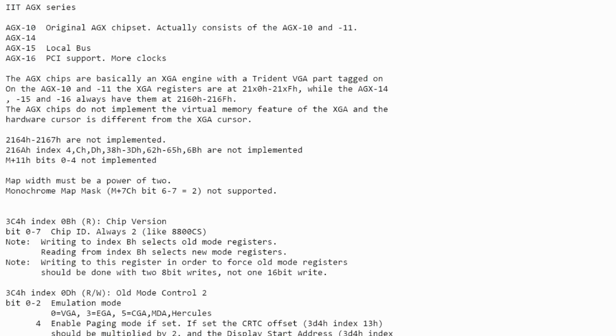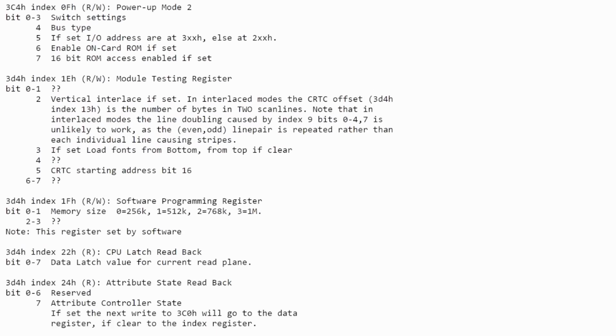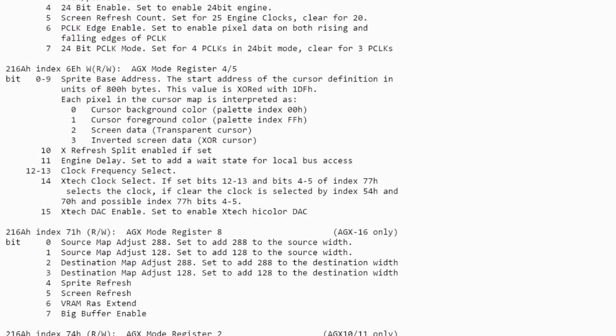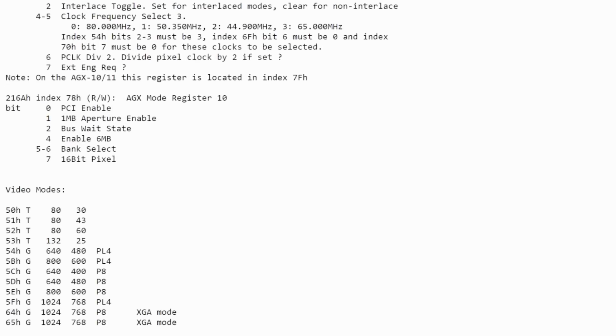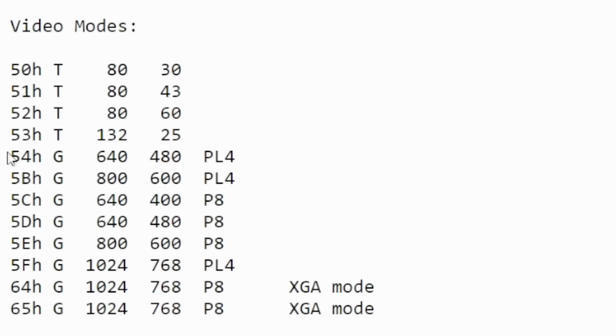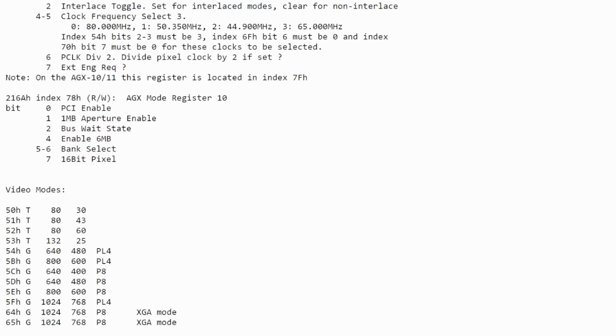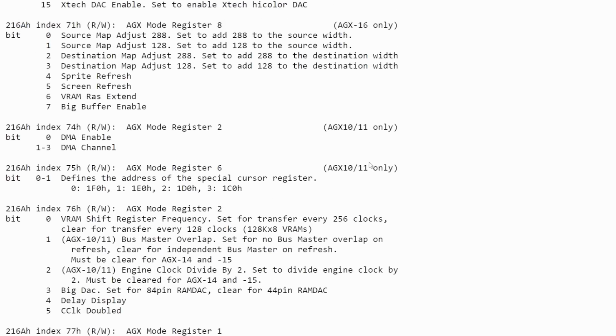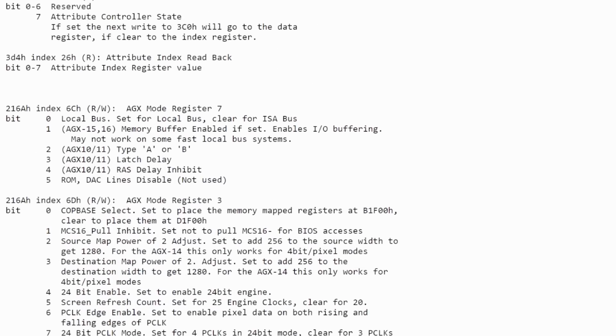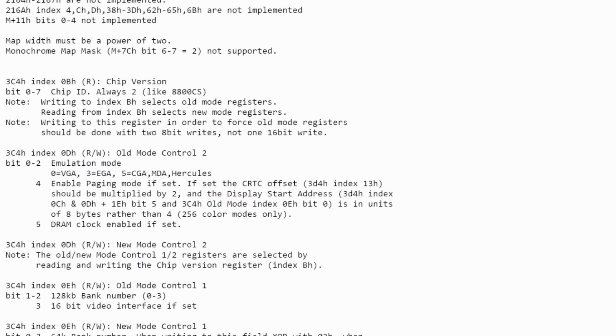And the rest of the document is very terse. It just lists the registers and what the individual bits do, but there's no real information on how to program the thing. At the bottom is a list of video modes, and I presume these are BIOS modes, although I didn't actually check that. And of course it includes the XGA mode, 1024 by 768. No mention of a 1280 by 1024 mode, which is quite interesting. And some of the registers are only for the AGX 10 and 11 or the AGX 16, which won't be relevant to us. So in total, there's really not a lot of information in this document for us.